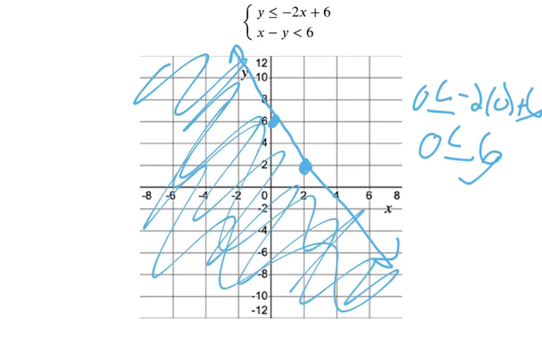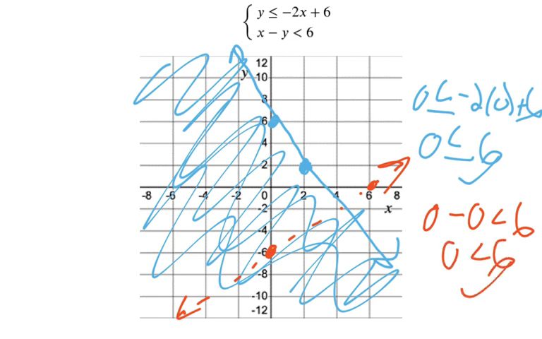Okay. Next up, x minus y is less than 6. I'm going to graph this one in red. X-intercept, 6. Y-intercept is going to be negative 6. And now let's connect that. So it's a dashed line. And it is less than. So let's go ahead and test a point. 0, 0. So 0 minus 0 is less than 6. 0 is less than 6. That's true. So we're going to shade up here.